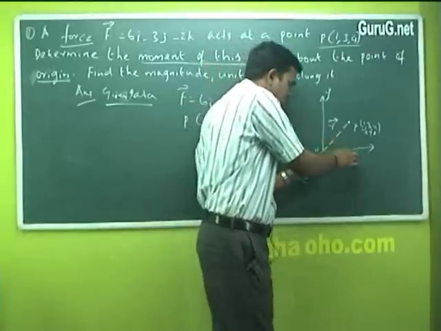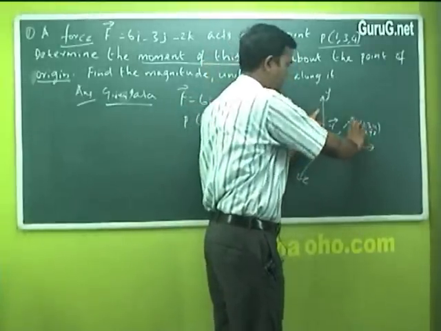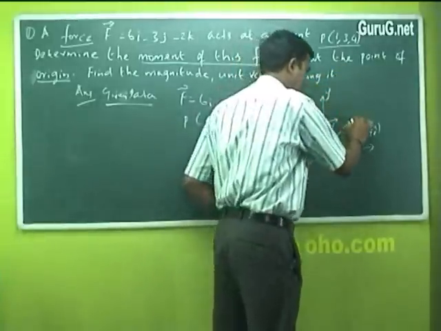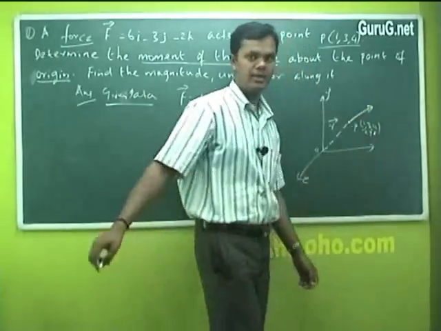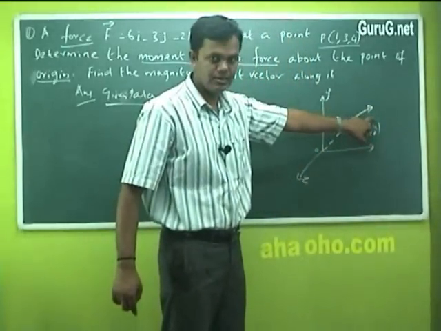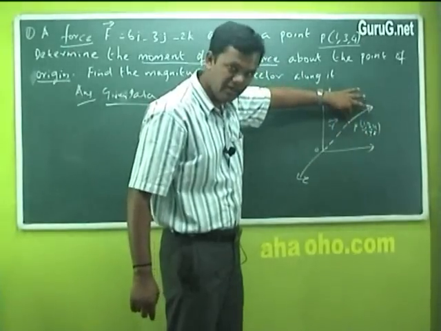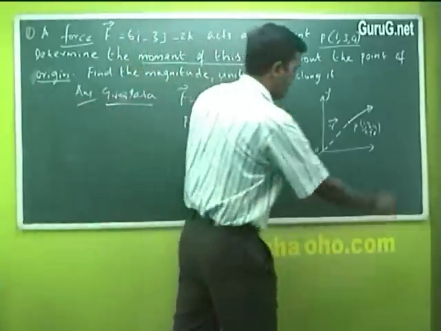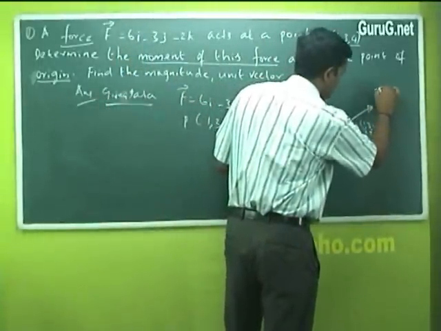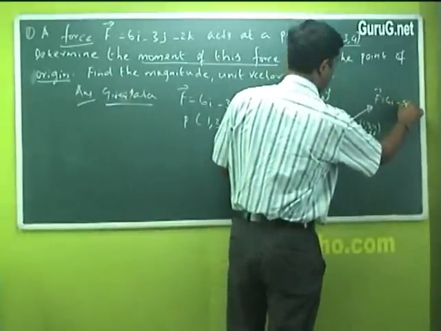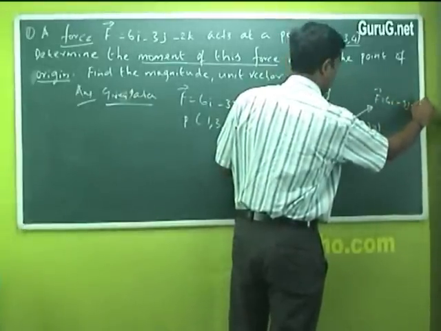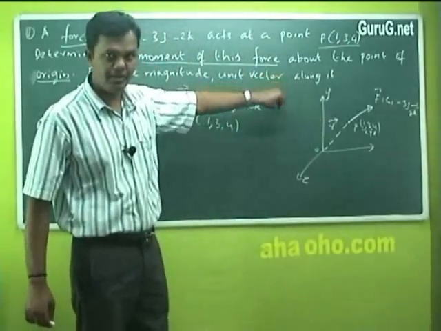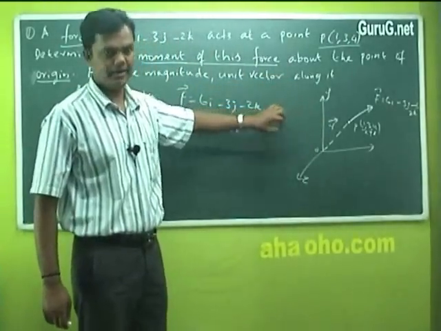I can say x is this distance, y is the height, z is from this 4, perpendicular. And here the force starts acting; from this point only the force is acting. That force value is 6i, 3j and 2k. Again, this F is the vector 6i minus 3j and minus 2k. This is the first step you have to indicate by graph, compulsory.